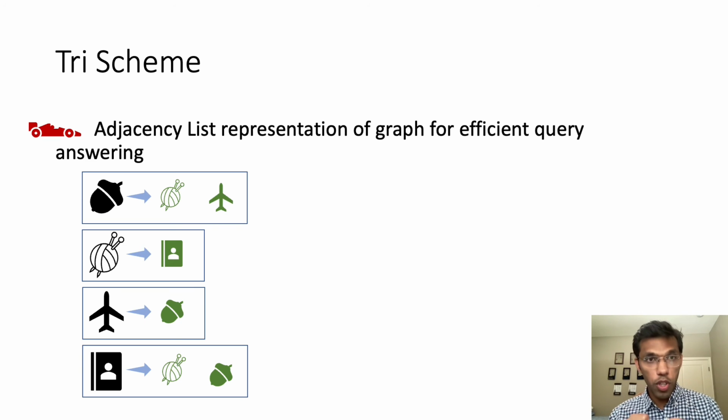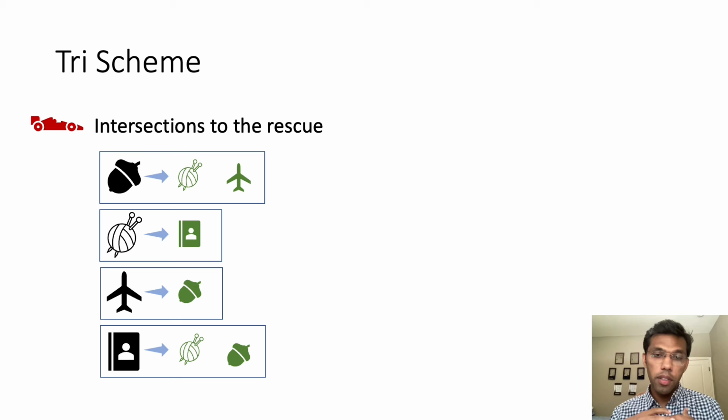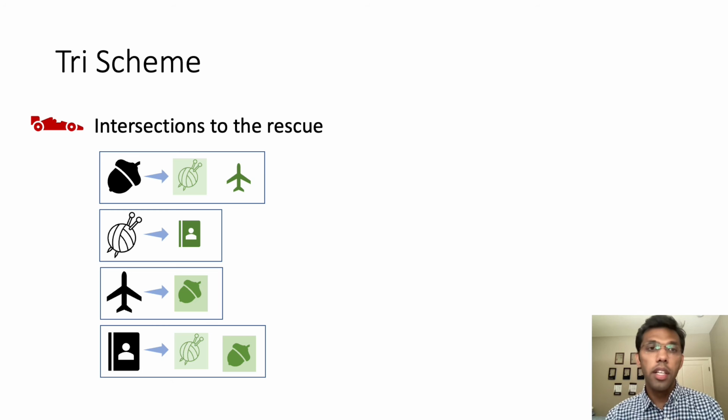Now you want to find out the common endpoints. How do we do it? We do it with the help of intersections. Intersections come in as a heuristic, and they help us identify the common endpoints. Here you can see that Acorn and the contact card have a common endpoint, which is the knitting kit. Similarly, the aeroplane and the contact card have Acorn as a common endpoint. So we take such triangles in order to speed up the computation.